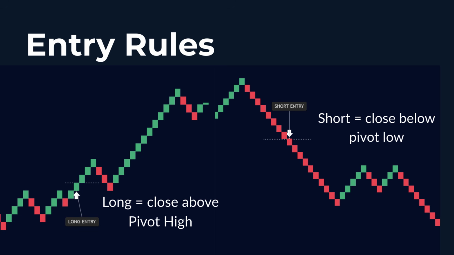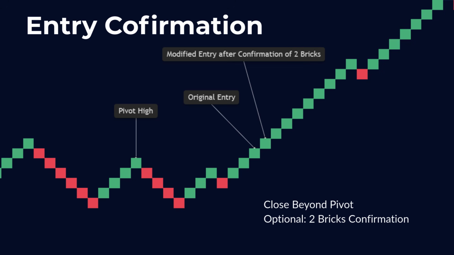Entry is brutally simple. When price breaks and closes above the last confirmed pivot high, I go long. When price breaks and closes below the last confirmed pivot low, I go short. To reduce fake breakouts, I use this one confirmation rule. I only enter on the close beyond the pivot level. If you want even fewer trades, then wait for two close bricks beyond the pivot.